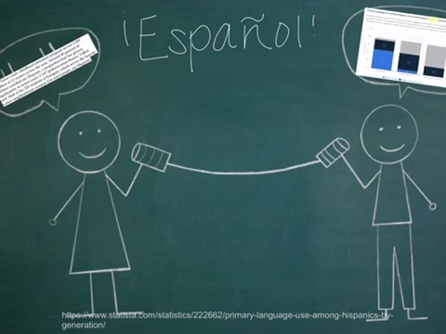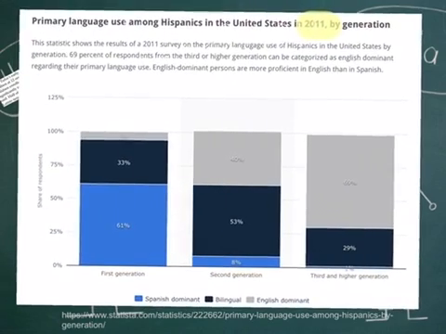So, other than English, Spanish is the highest spoken language in the United States. To give an example of that, I'm going to show a statistic that talks about the primary language use among Hispanics in the United States from 2011. What this graph basically says is that first generation individuals will be mainly either Spanish dominant or bilingual. Second generation is about half and half. And third generation, it's about 70% English dominant, but still about 30% Spanish or bilingual dominant.